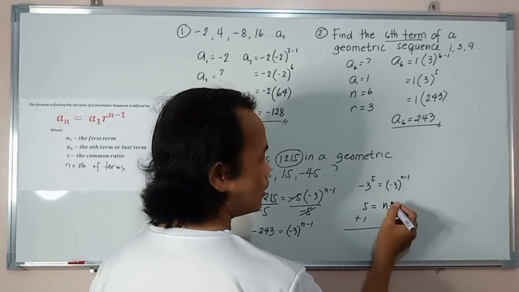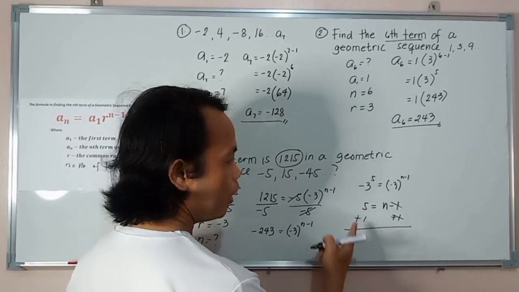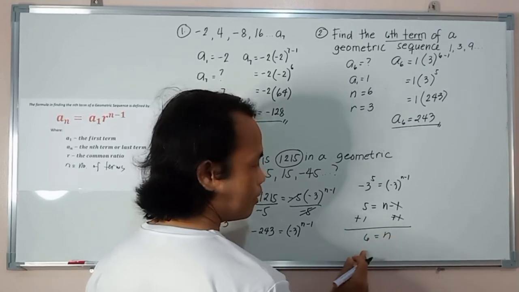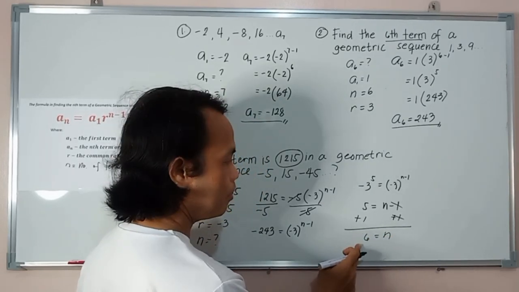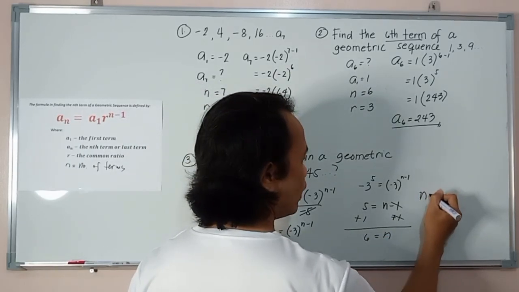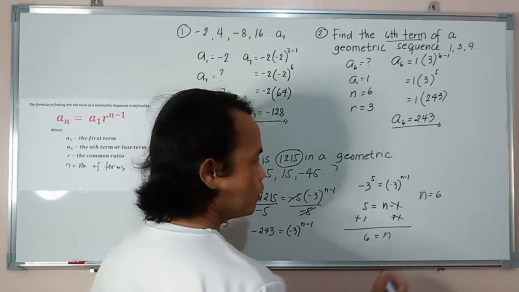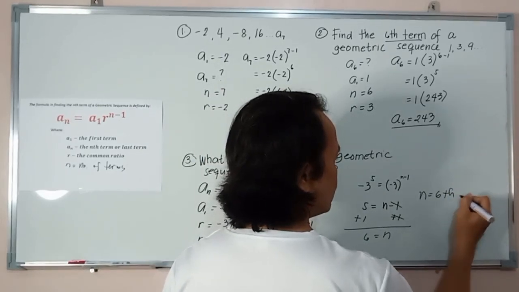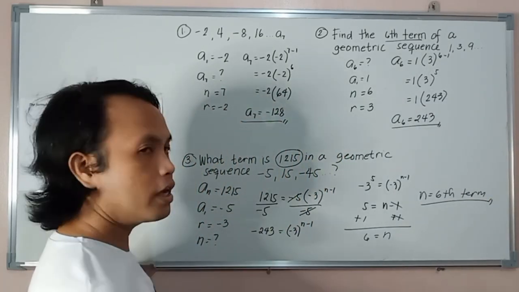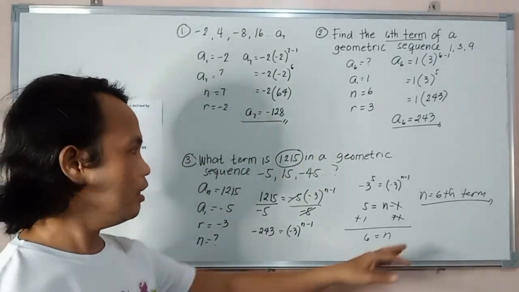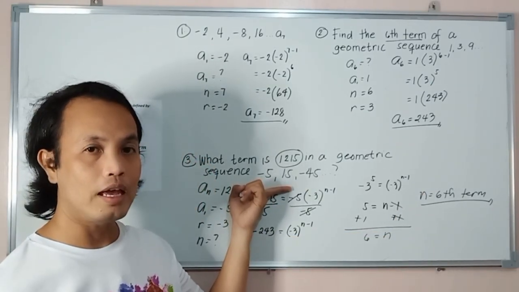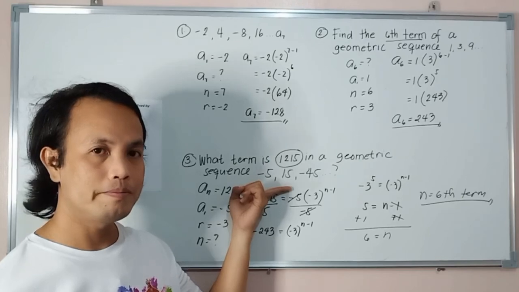In this case, we can cancel out the negative 1 and 1, and when we add, that gives us 6 equals n. So 1 plus 5 is 6 equals n, which is our unknown, or we can say n is equal to 6. So therefore, 1215 is the 6th term of the sequence negative 5, 15, and negative 45.